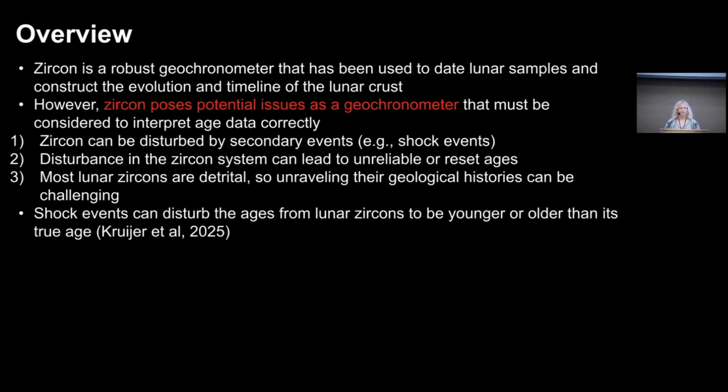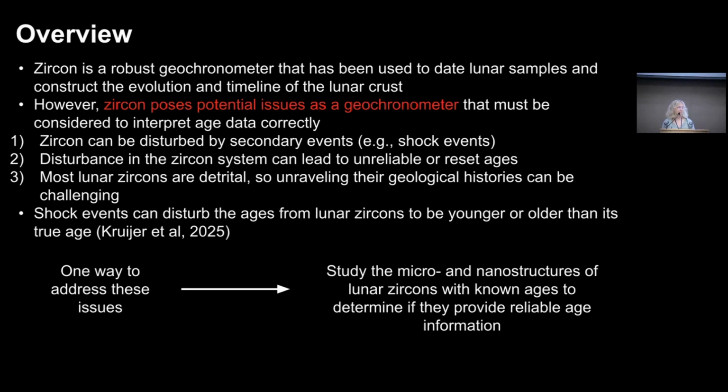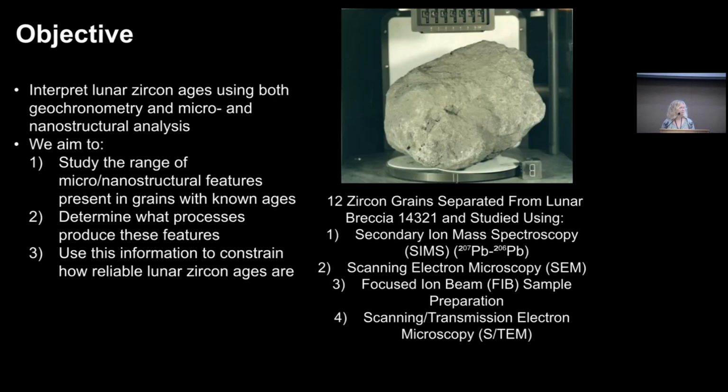And if that wasn't hard enough, lunar zircons are mostly detrital, and so geological context is sometimes hard to get for them. One way we're trying to overcome this issue is to actually go into the grain for this context. So we're doing micro and nanostructural analysis on these lunar zircon grains from lunar breccia 14321 in order to determine if the age information that we're getting from them is reliable.